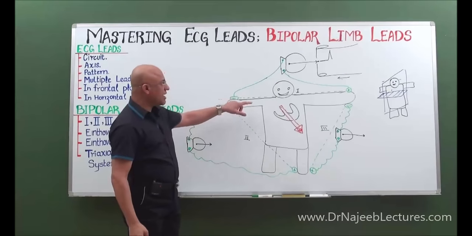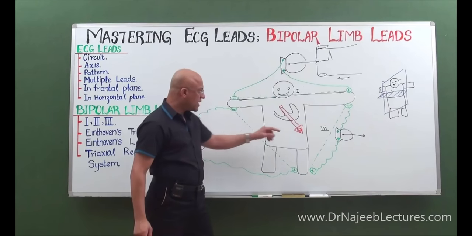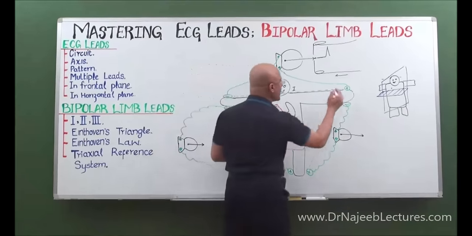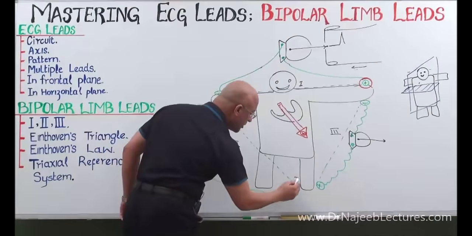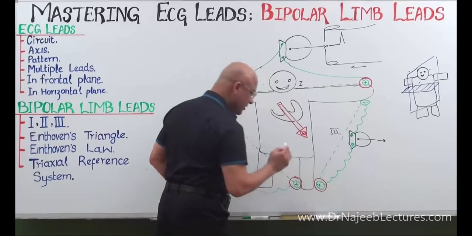How many leads do we have? Bipolar limb leads: lead number 1, 2 and 3. Clear? Yes. These are the exploring points. Here is the lead number 2 exploring point. Here is the lead number 3.